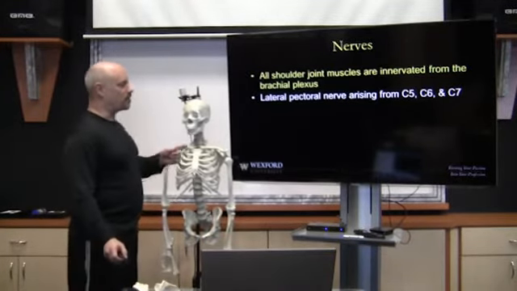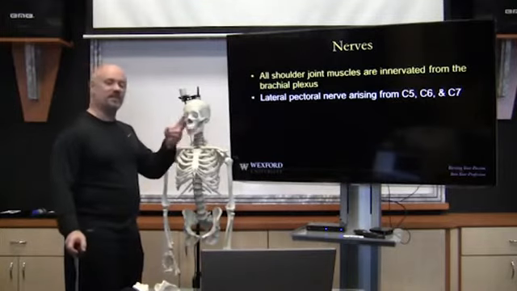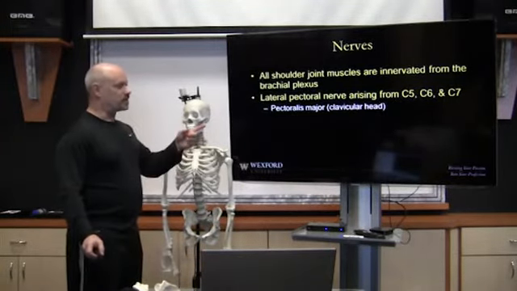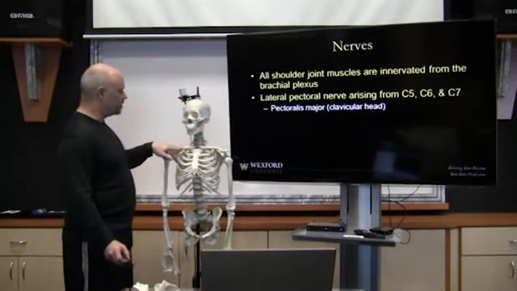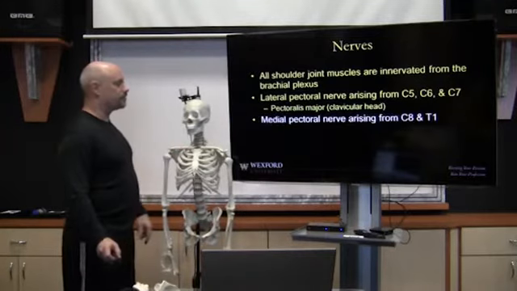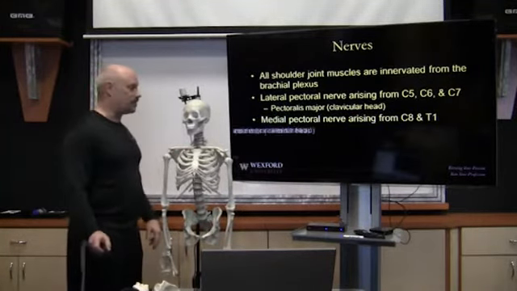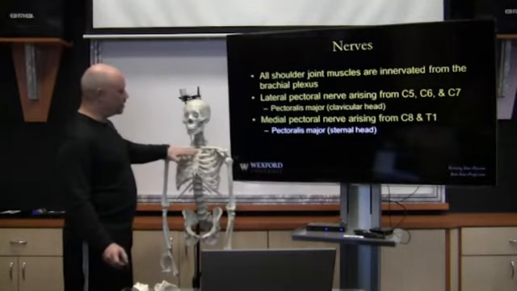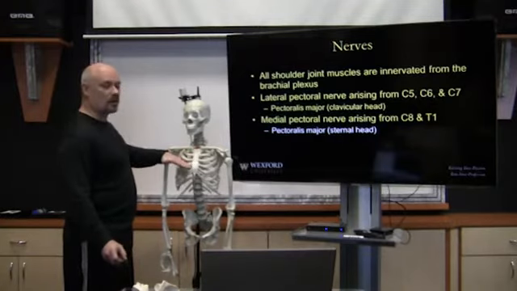The lateral pectoral nerve arises from C5, C6, and C7. This would be the pectoralis major on the clavicular head, because remember, it's attached up here. The medial pectoral nerve arises from C8 and T1. That's the pectoralis major from the sternal head, because remember, we have upper and lower pecs.